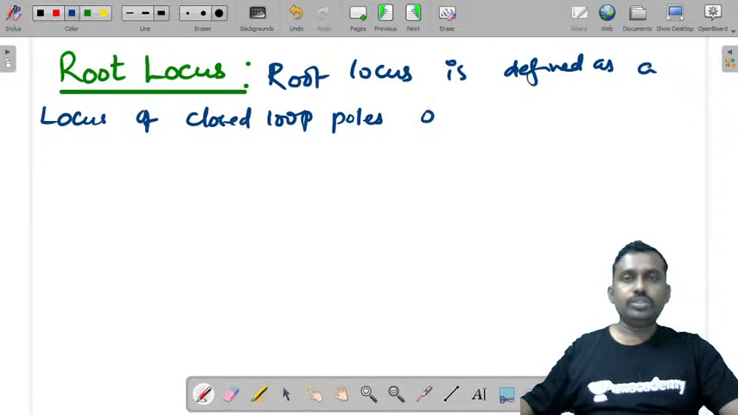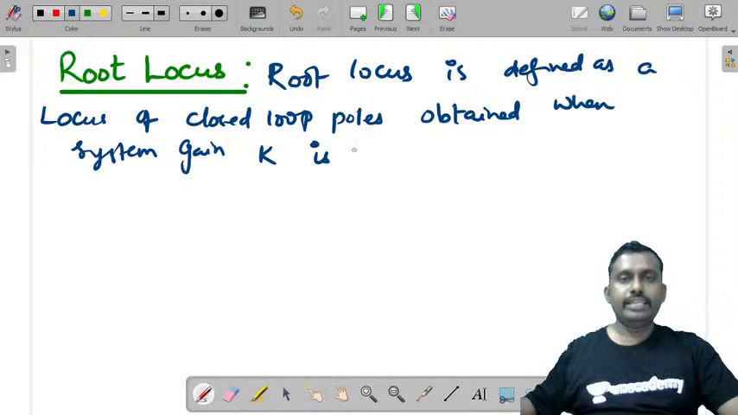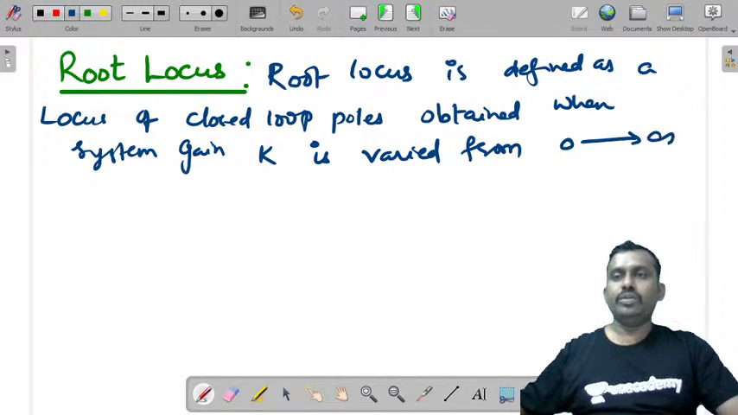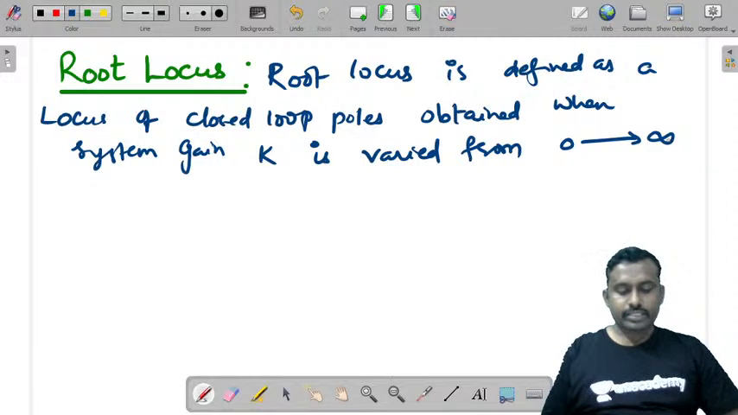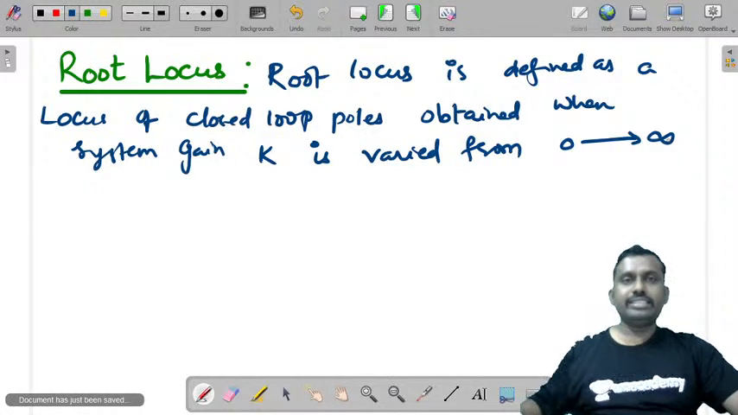So, closed loop poles obtained when the system gain K is varied from 0 to infinity. So, this is the root locus. Root locus is defined as a locus of closed loop poles obtained when the system gain is varied from 0 to infinity. So let us look at the different steps in root locus and how to solve a given question.